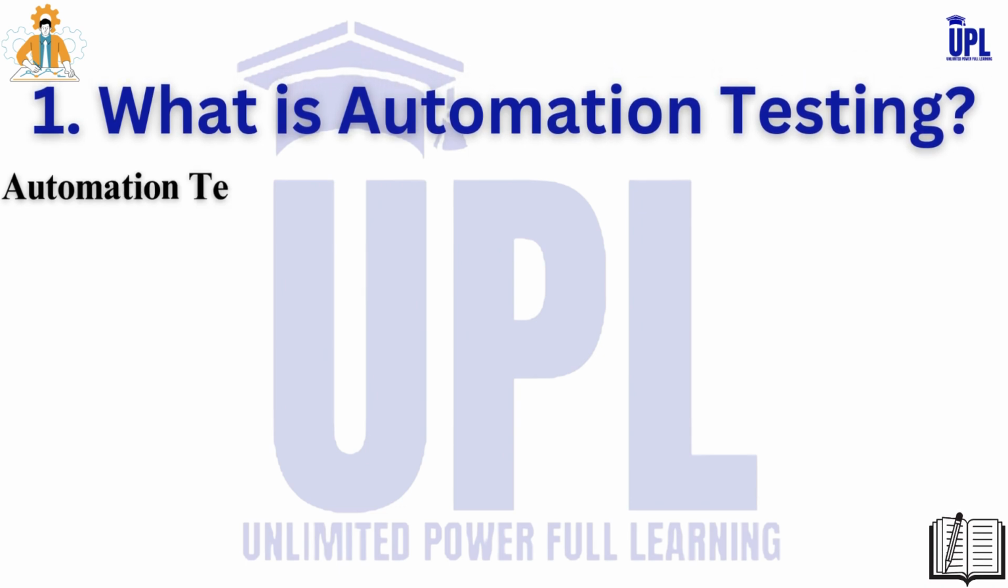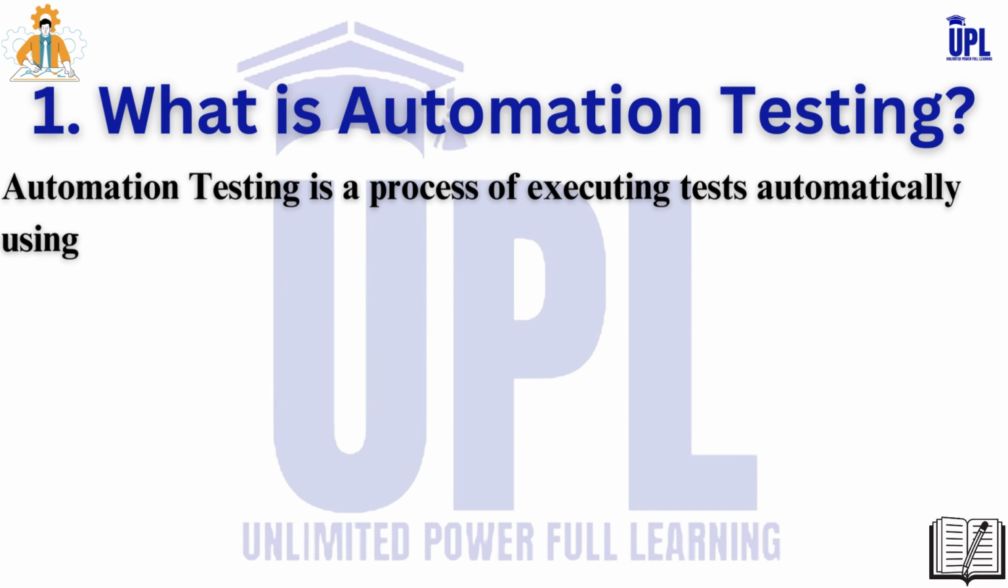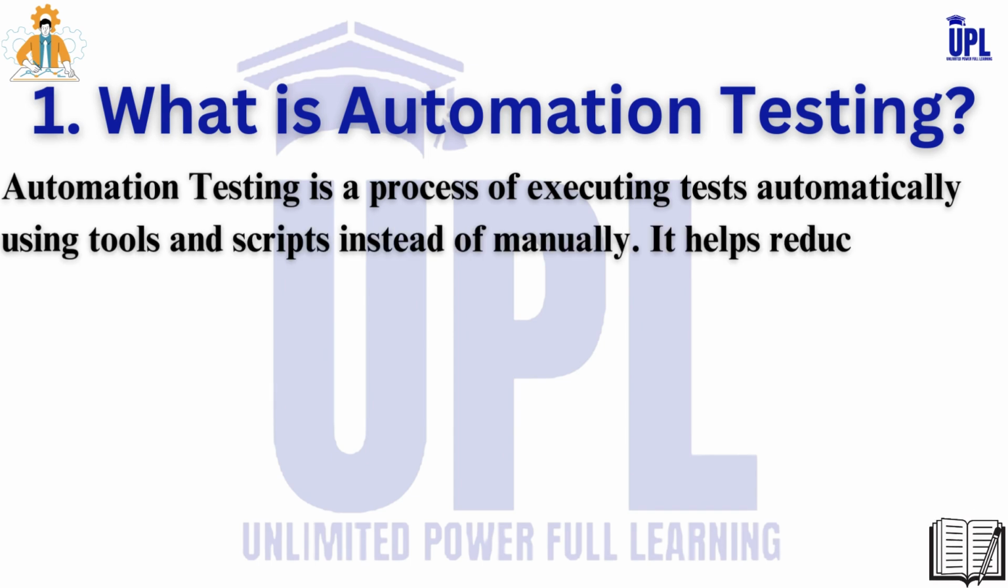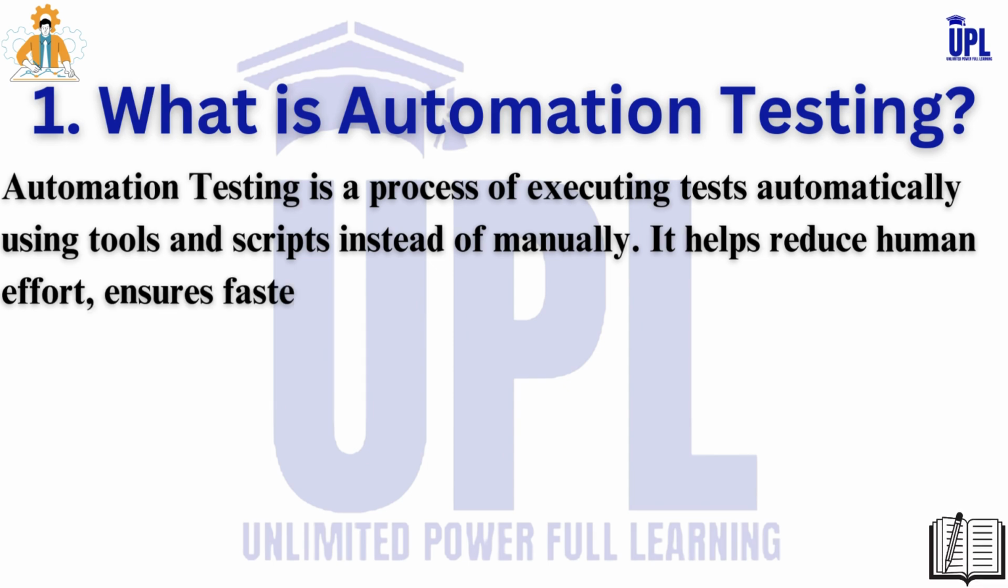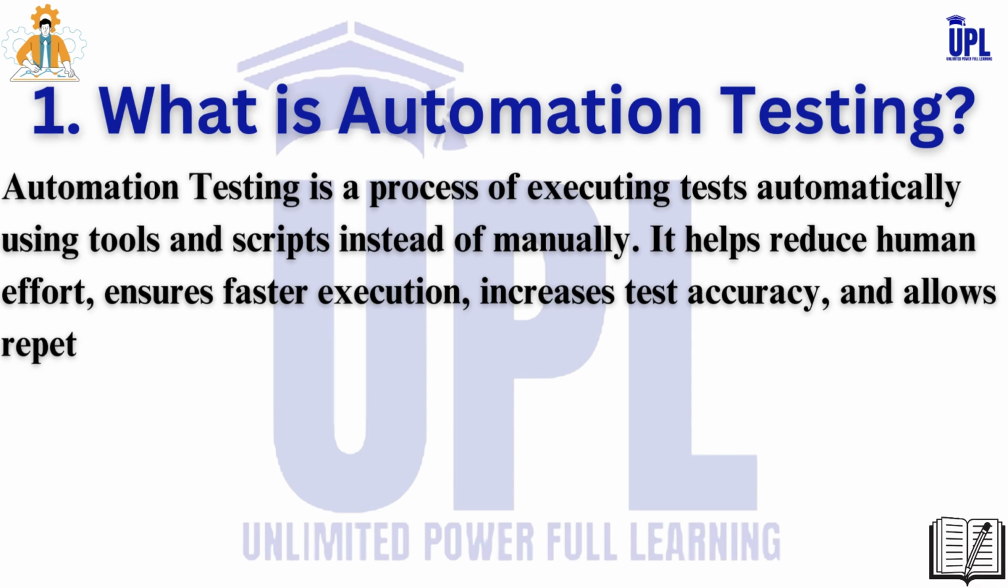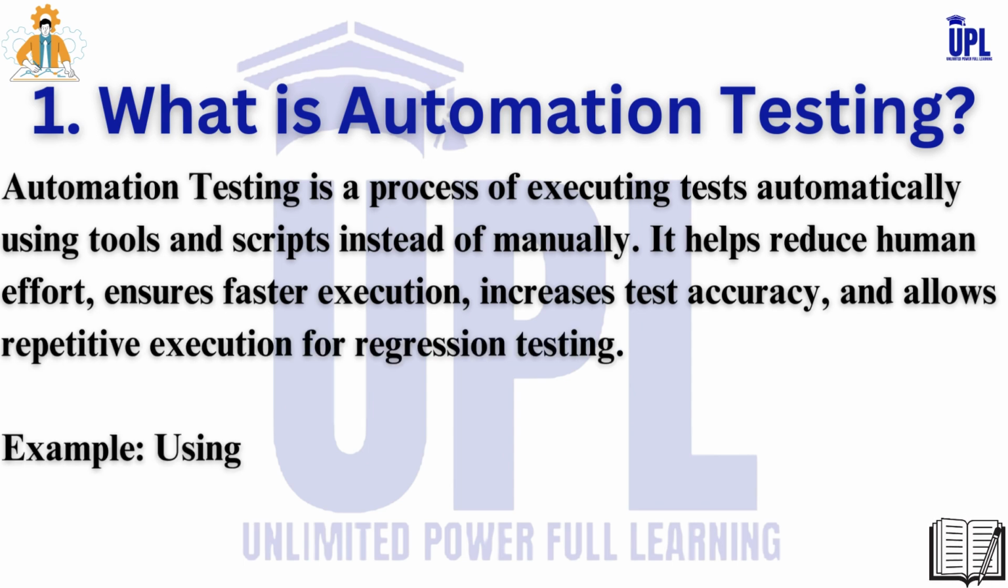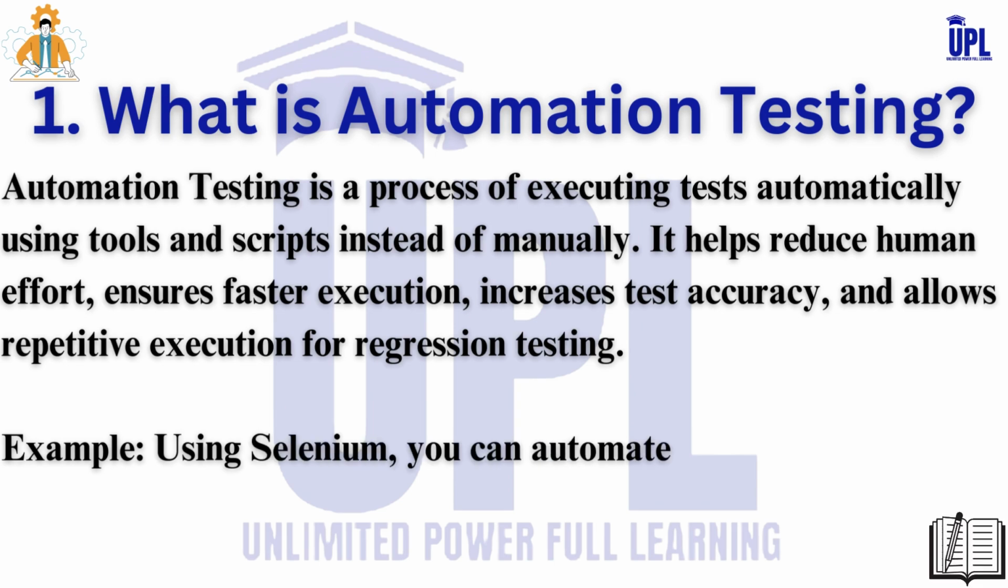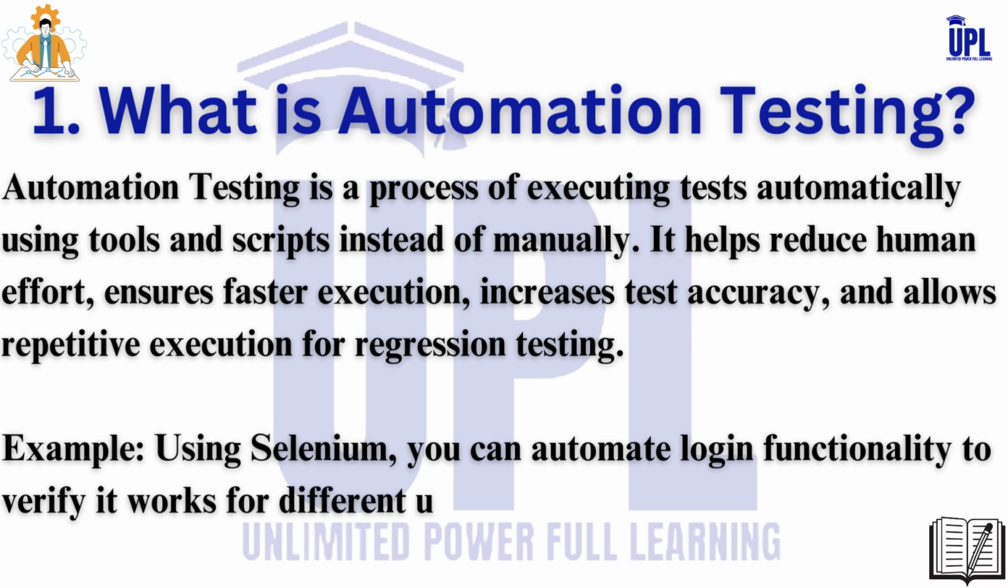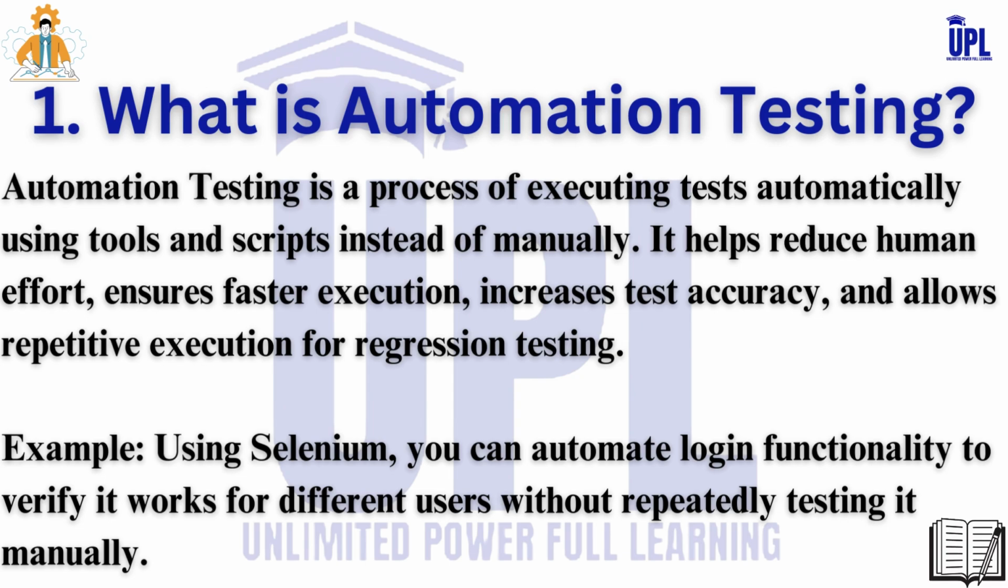The first question was, what is automation testing? Automation testing is a process of executing tests automatically using tools and scripts instead of manually. It helps reduce human effort, ensures faster execution, increases test accuracy, and allows repetitive execution for regression testing. Example, using Selenium, you can automate login functionality to verify it works for different users without repeatedly testing it manually.